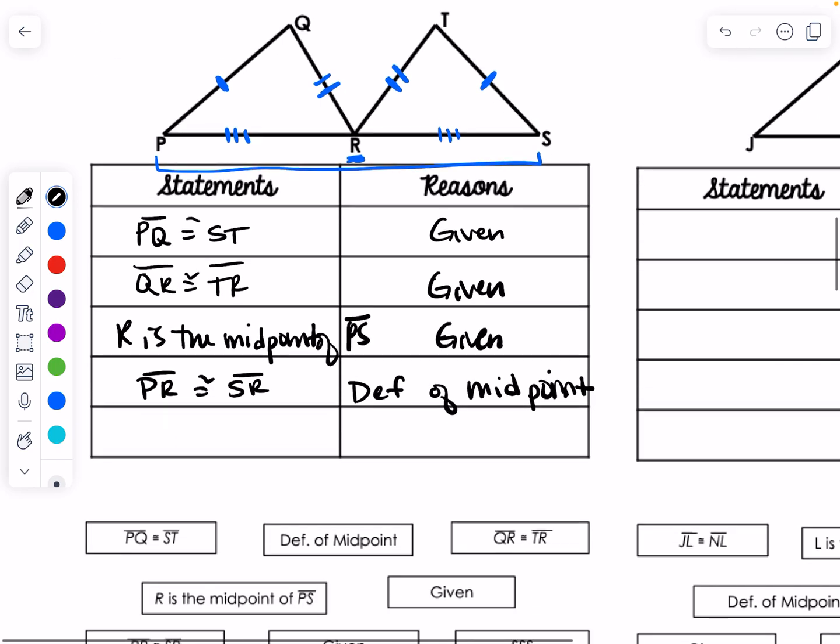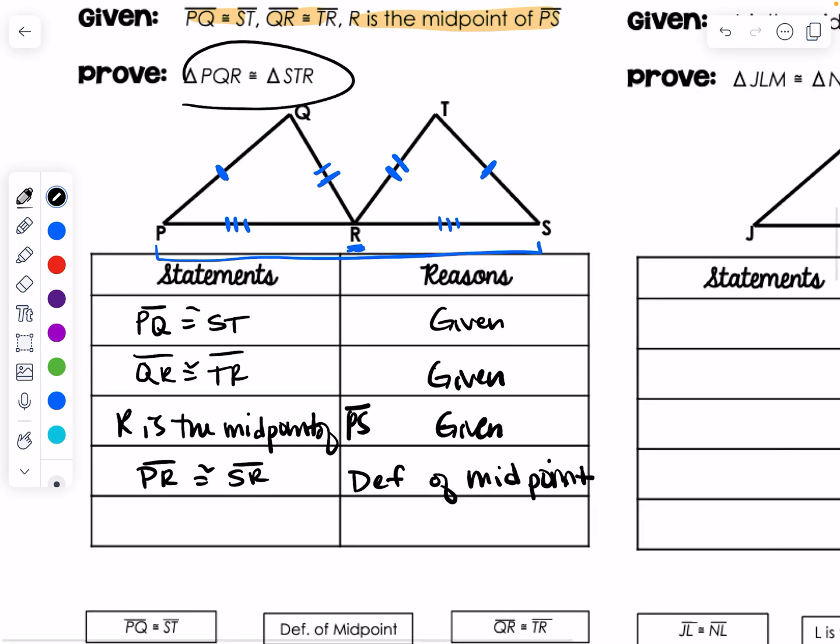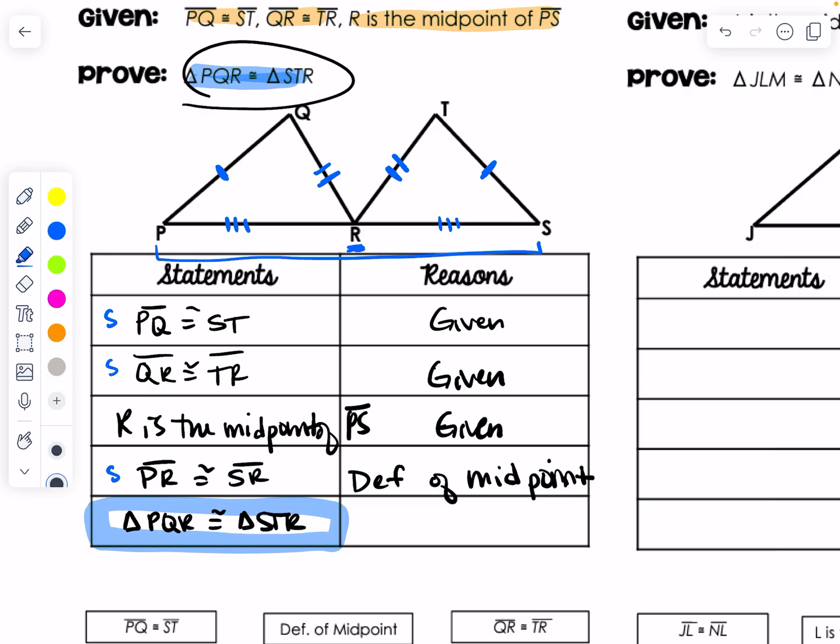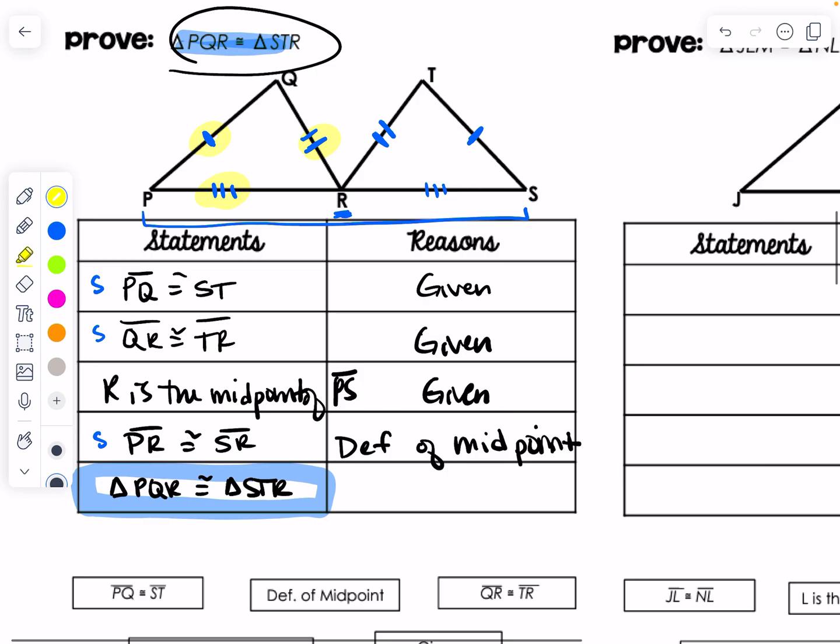And now if I look above, I'm able to say this last statement. If I highlight that in blue, this is going to go right here. I'm able to say that triangle PQR is congruent to triangle STR. If I look above, I've talked about a side, a side, and a side. I also can see in my picture, I've labeled a side, a side, and a side. So at this point, I can say side, side, side.